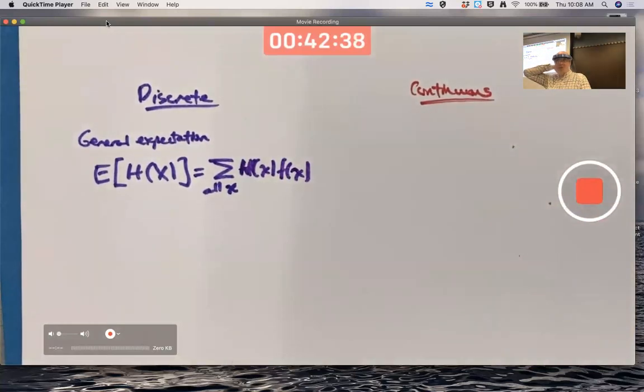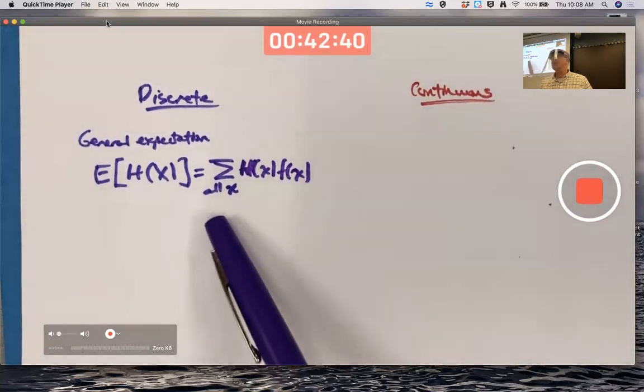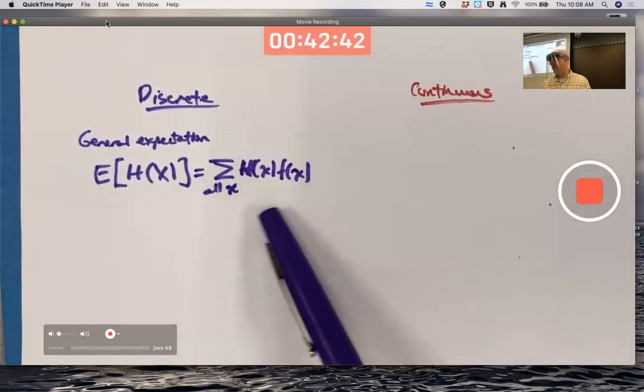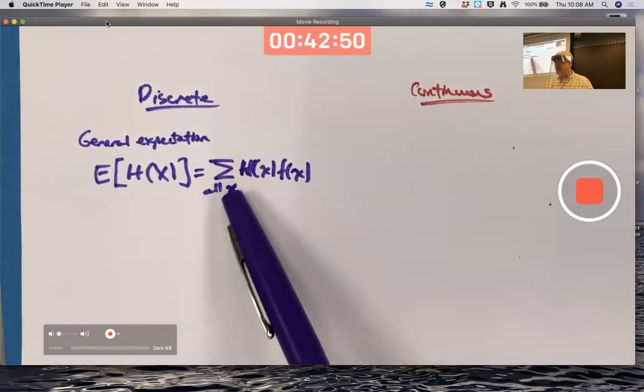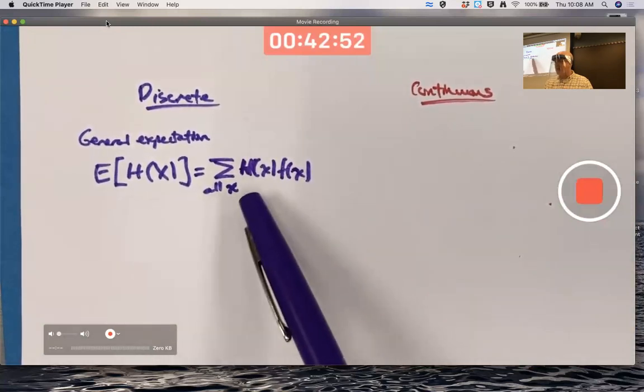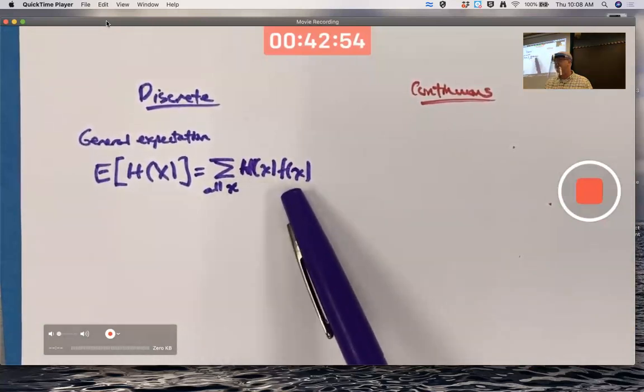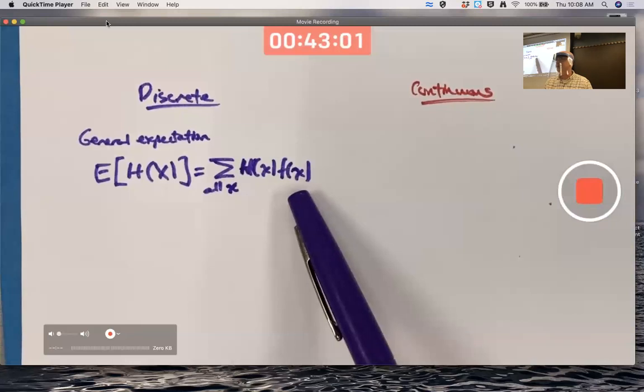You do need to assume, in the case where it's a countably infinite set where little f of x is positive, that this is what's called an absolutely convergent series, which means that if you sum the absolute values of h of x times f of x, it converges. Now, f of x itself is never negative, so you don't need absolute value signs around the f of x. You'll see it in the book, what I'm talking about here. I'm not going to write it down.